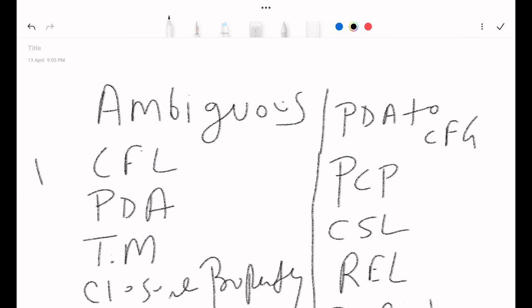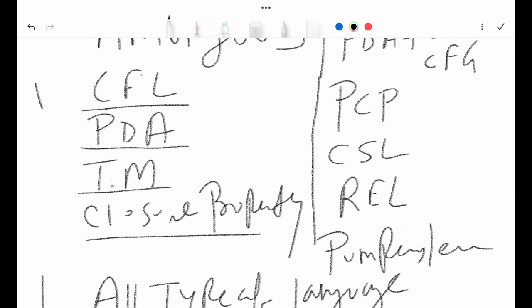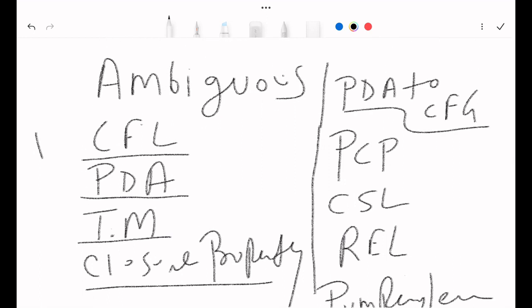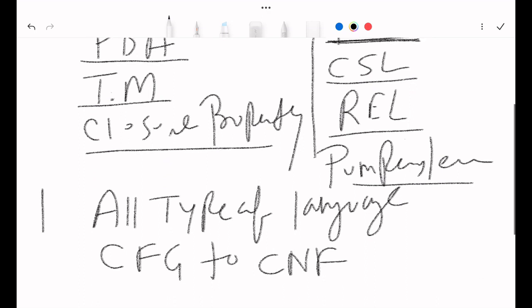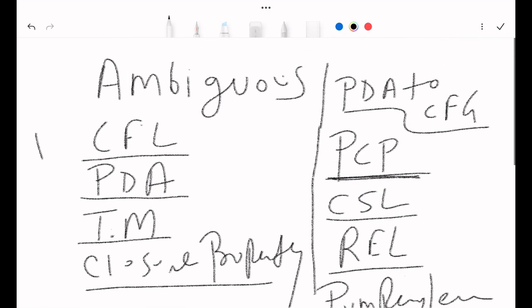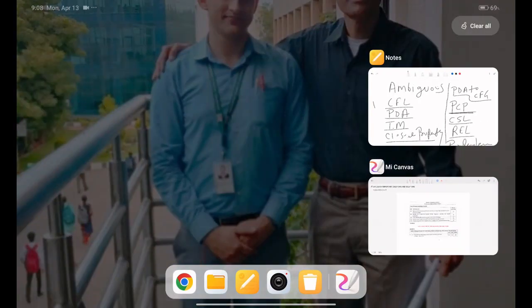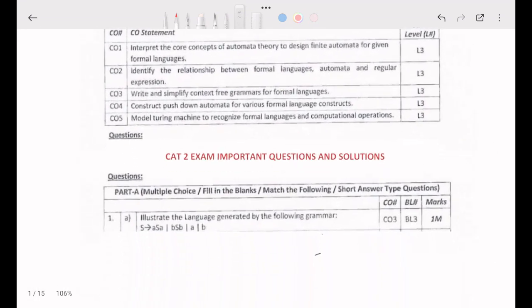First is ambiguity, and second is context free language, pushdown automata, Turing machine, closure property, and PDA to CFG, PCP, CSL, context sensitive language, and undecidable problems, recursive enumerable language, pumping lemma for both regular as well as context free, all types of language just like type 0, type 1, type 2, type 3, and CFG to CNF. Okay, so most of the topics we will cover today. If you watch the video, then this is our 100% guarantee you will get 100 out of 100 marks in your exam.